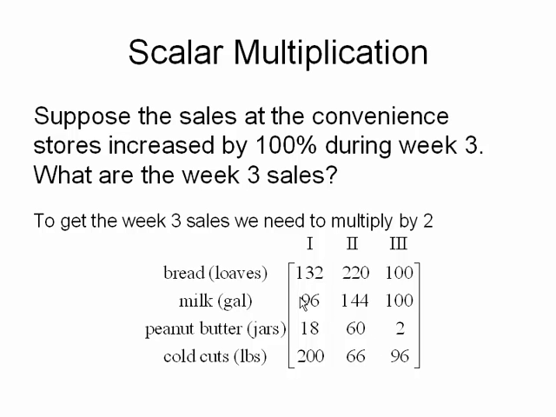So once we see what all the entries become, then it's just a matter of matching up our rows with the bread, the milk, the peanut butter, the cold cuts, the columns with each of the different 3 convenience stores, and then we can read off any of the information we need to know. For instance, that in week 3 there were 60 jars of peanut butter sold at convenience store 2.